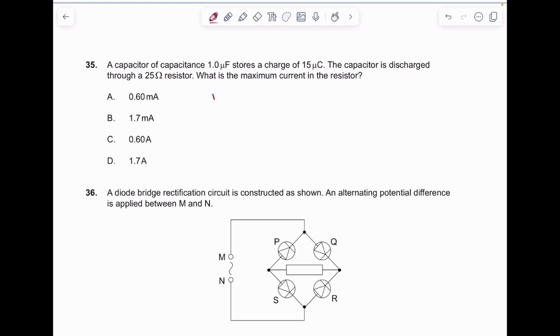So if we look at what the maximum value of V is going to be, that is Q over C when we've got our maximum charge stored. So 15 times 10 to the minus 6 over our 1 microfarad, 10 to the minus 6. That gives us a maximum voltage of 15 volts at the maximum charge stored. That's going to give us a maximum current of V over R using our maximum voltage. So 15 over 25, 3 over 5, or 0.6 amps. So C.